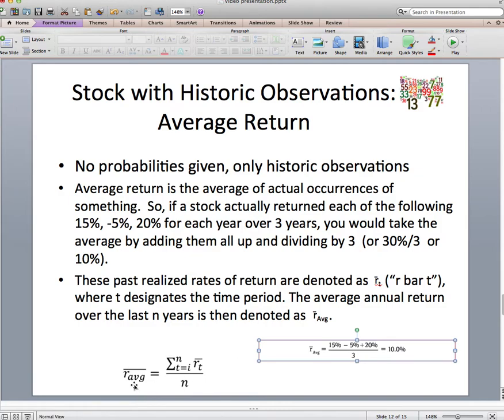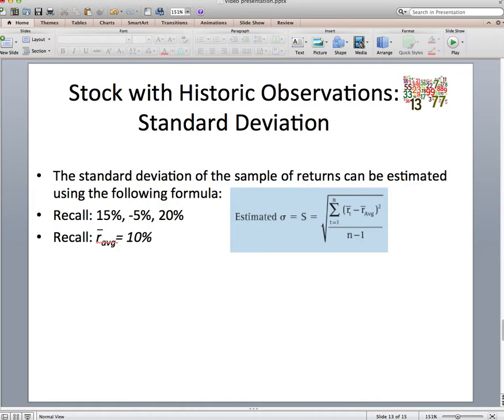We show that with this R average, where we're adding up each of the R_t, where t is each of the instances, and dividing by the number, so in this case 3. And we say these past realized returns are shown as R hat t, or R bar t, where t designates the time period. The average annual return is known as R hat average. And that's what we got here, 10%. Now, for that same kind of instance where we just have the historic observations, we're going to look at how to calculate standard deviation.